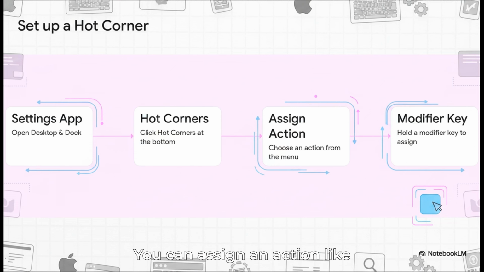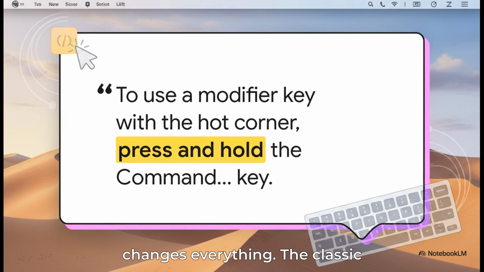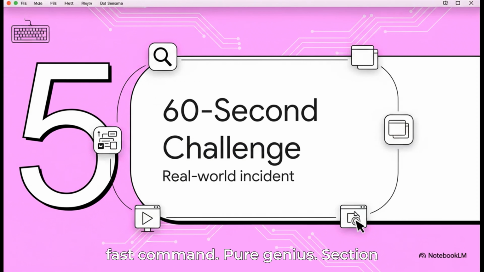But wait, here is the pro tip that literally changes everything. The classic annoyance of hot corners is accidentally triggering them when you're just casually moving your mouse around, right? Well, as one of our sources points out, if you press and hold a modifier key like Command or Option while selecting the action in Settings, it requires you to hold that specific key while moving the mouse to the corner. It totally transforms a passive, accident-prone trigger into a highly intentional, lightning-fast command. Pure genius.